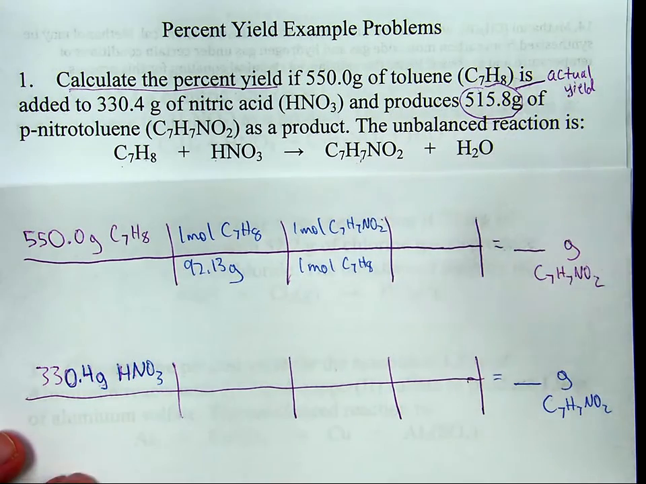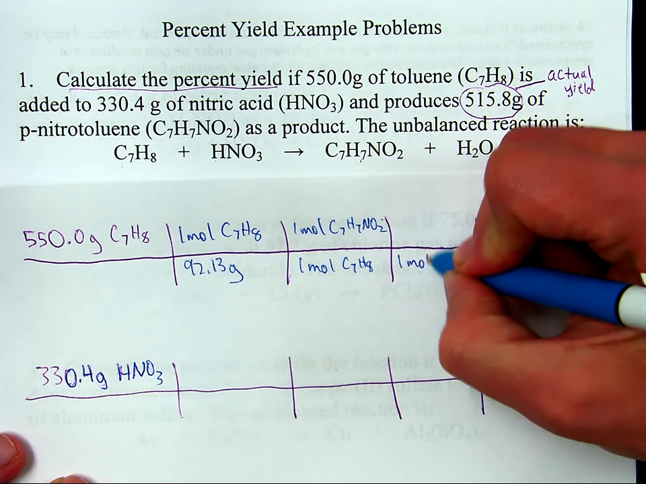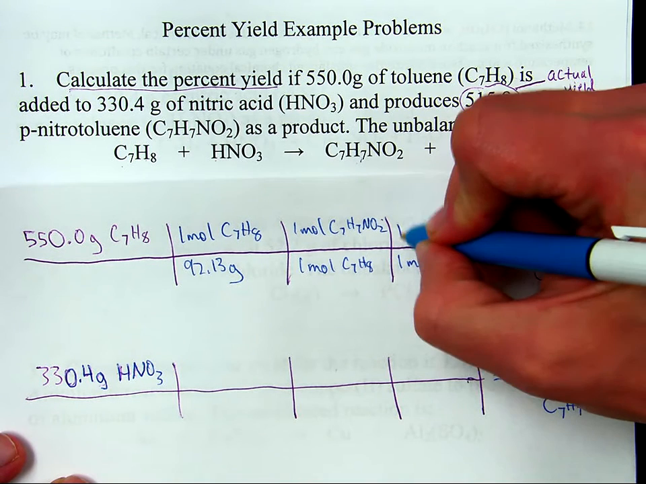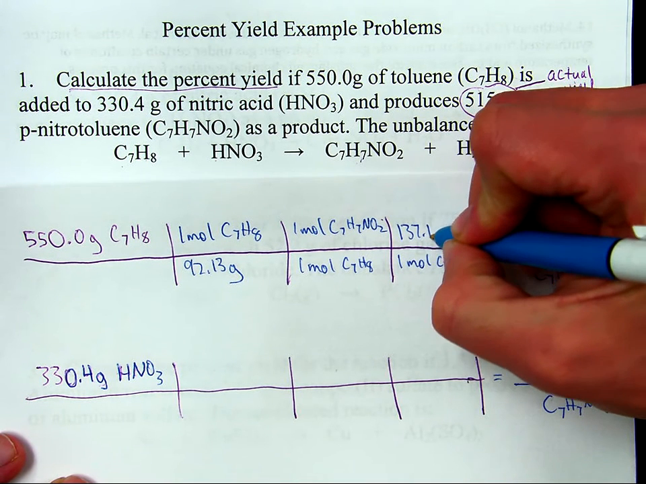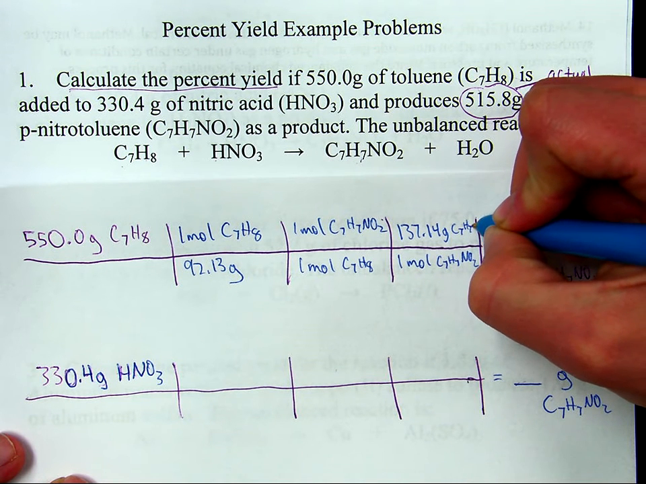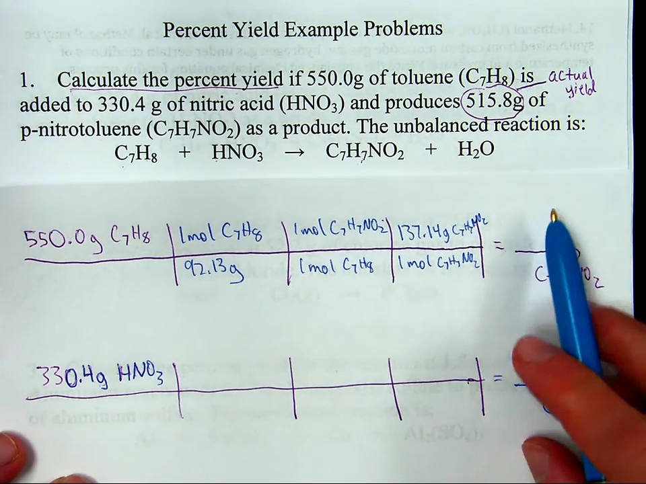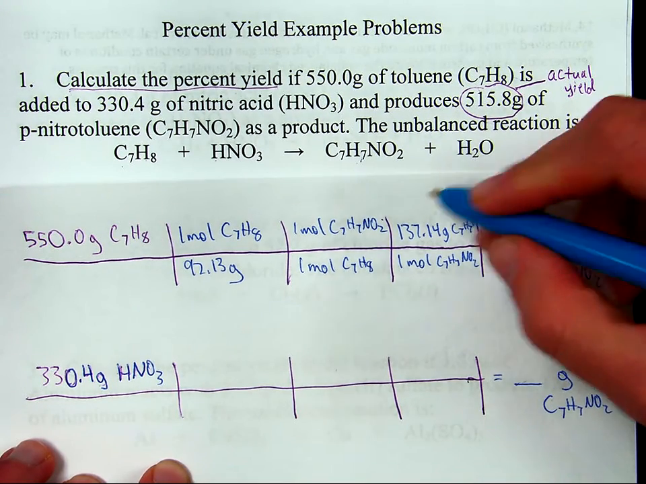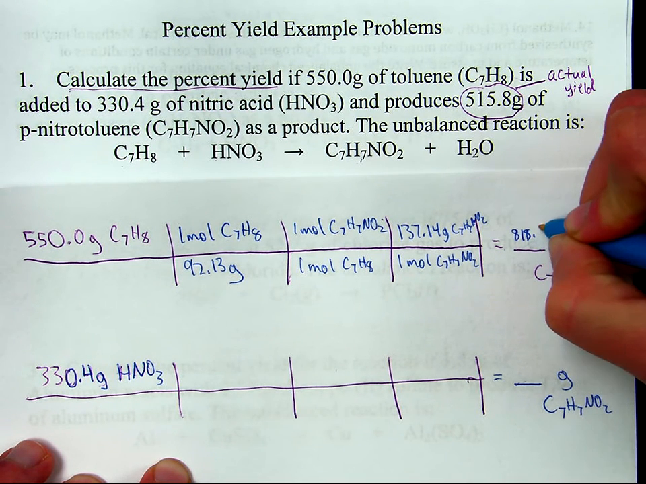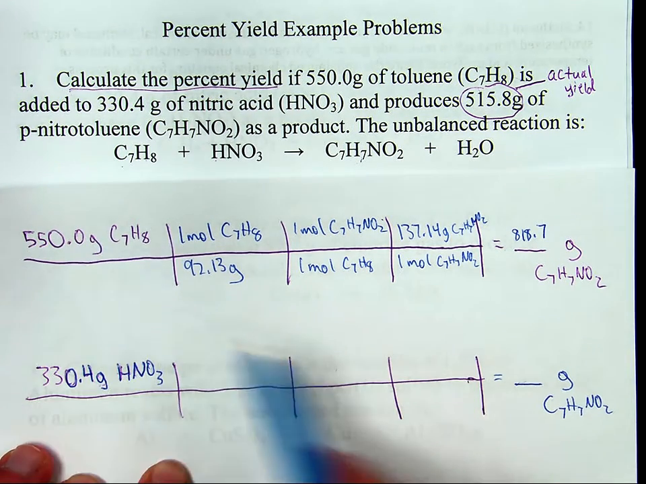And then here we need to go back to grams, so we're going to use the molar mass, where 1 mole of C7H7NO2 has a mass of 137.14 grams. That's what I worked out earlier anyway. Alright, and then you calculate that through, and the theoretical yield based on this reactant would be 818.7 grams. 4 significant figures because 4 significant figures here and 4 significant figures here.